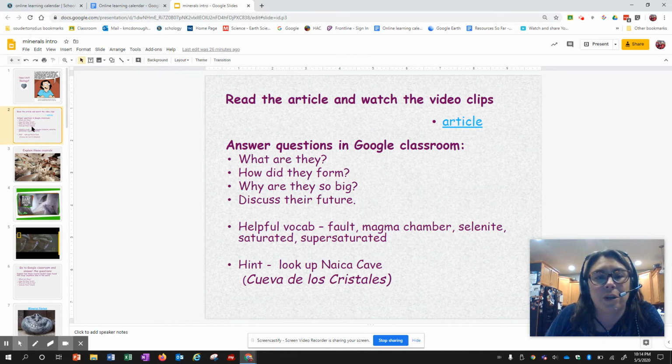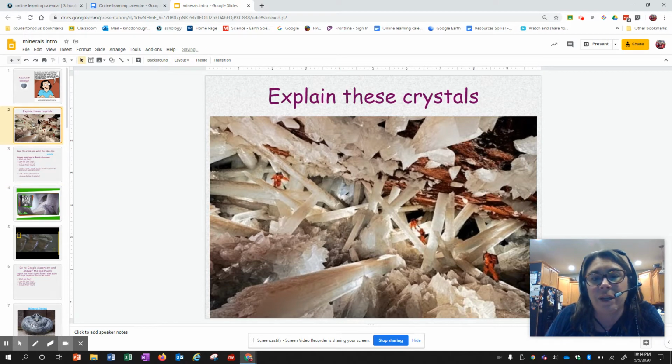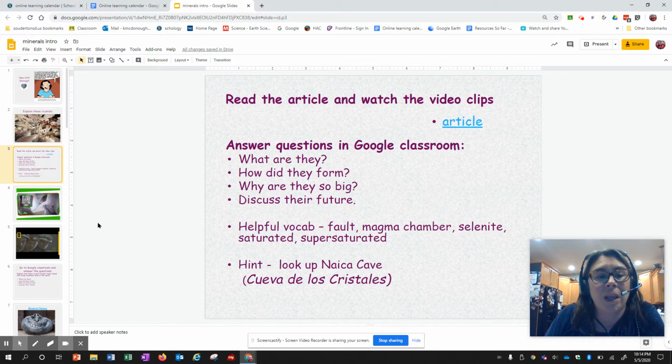So you're answering the question about these crystals. You want to explain this. This is not normal. This isn't found anywhere else in the world. This was a really cool discovery, and it was actually in a mine in Chihuahua, Mexico. So you're going to explain them. These are the questions that I want you keeping in mind as you are reading and as you're watching the video clips. This is what you will be answering in Google. Please read the article and watch the clips before you jump over to Google to answer those questions.